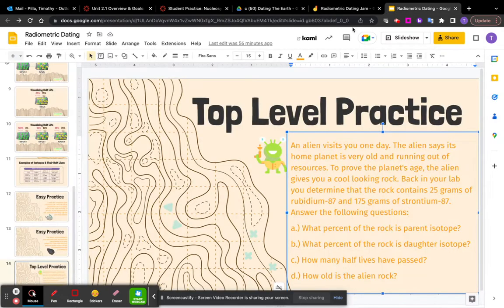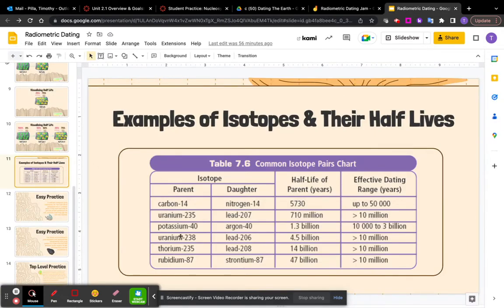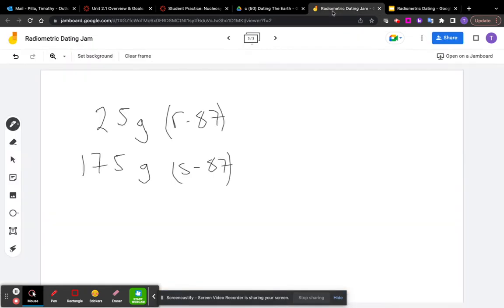So first, what I would do is check which one is the parent isotope. Our rubidium is. We know that. So this is the parent isotope, I'll just write PI here. This is the daughter isotope, DI. We have to figure out what percent these represent. How do you go from grams to percent?